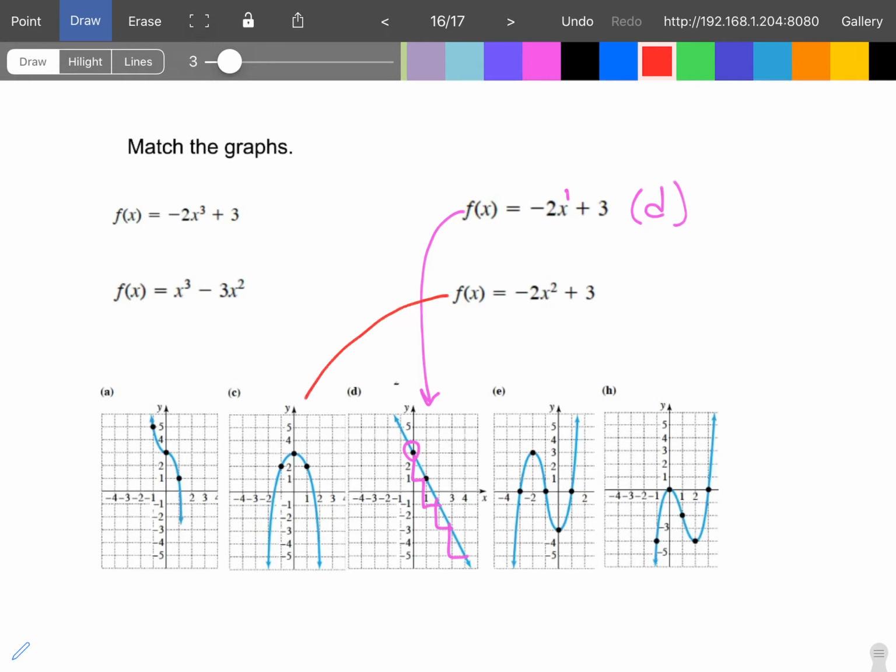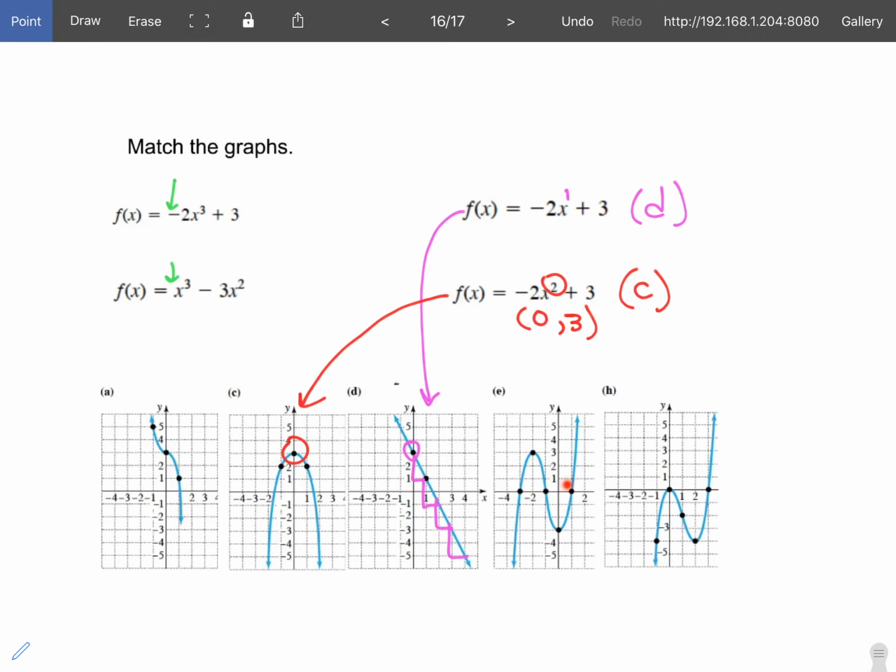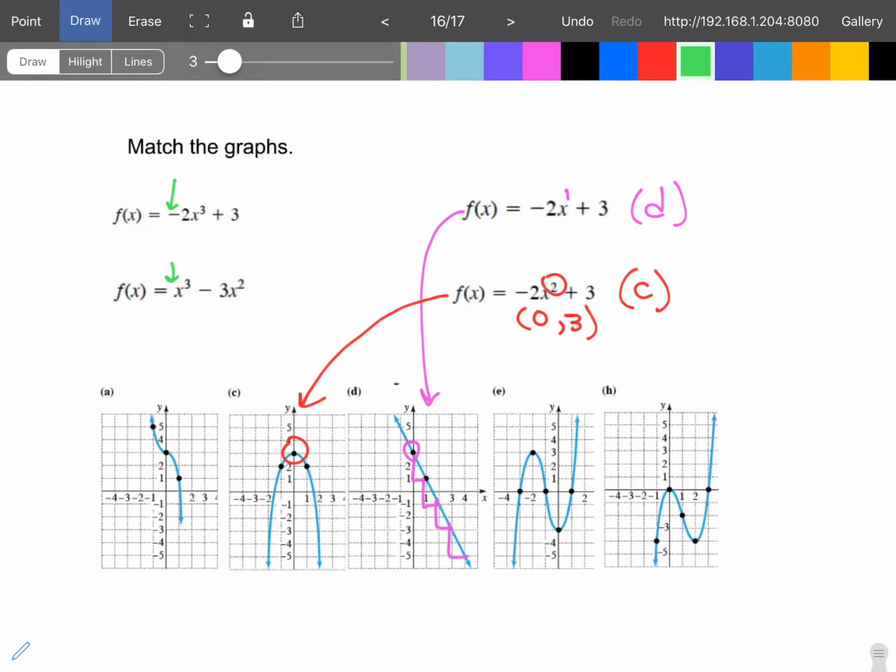We know that this should be C because it has a degree of 2, so it only has 1 turn. Another thing we know is that this has a y-intercept of (0, 3), and see it's sitting at (0, 3). So that's helpful. Now we're left with 2 cubic graphs. The difference is that this one has a negative and this is a positive. So for this first one, the right end behavior should be going down. It should be pointing down. And look, the right ends are both going up on here. So this must be A.